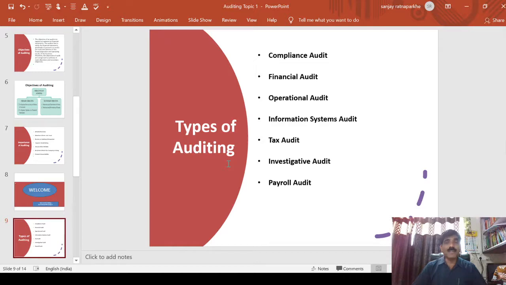Operational audit is nothing but the internal audit. Operational means the activities conducted by the company in its day-to-day operations, and whether they are as per the objective or not can be checked by internal auditors appointed by the company's board of directors. It may be a chartered accountant, a cost accountant, or any other professional.